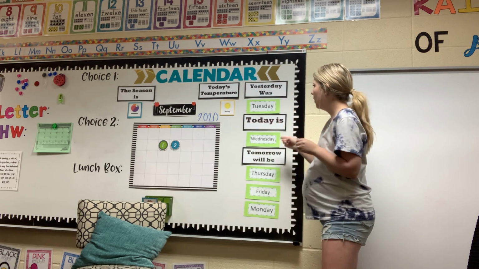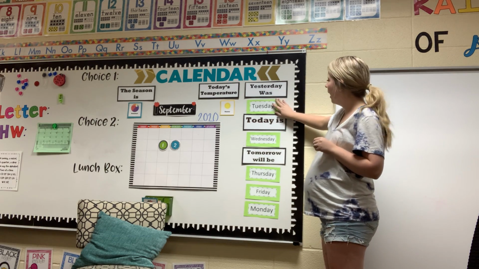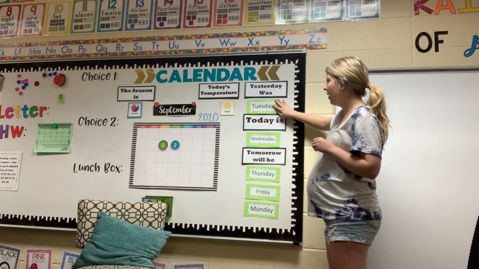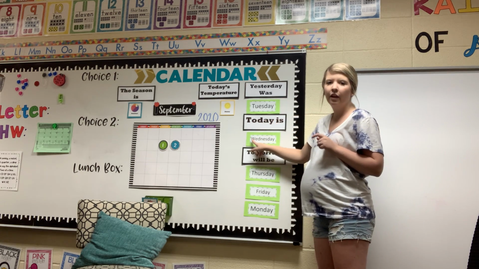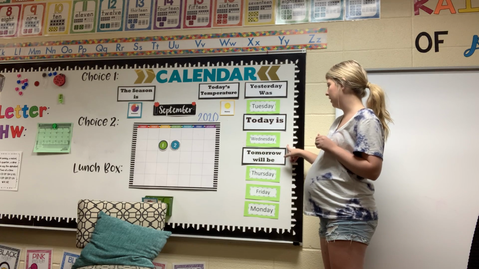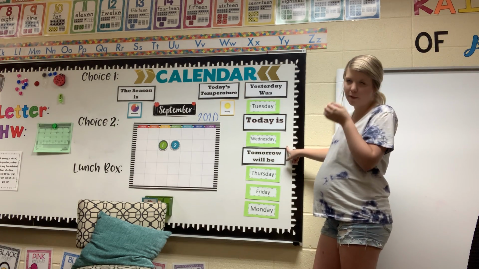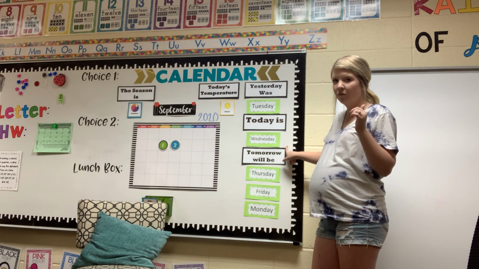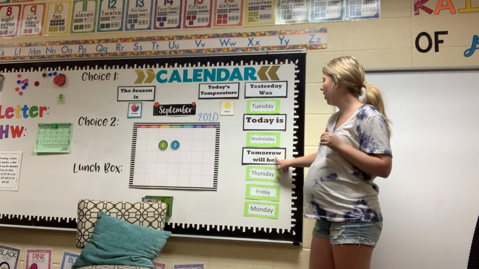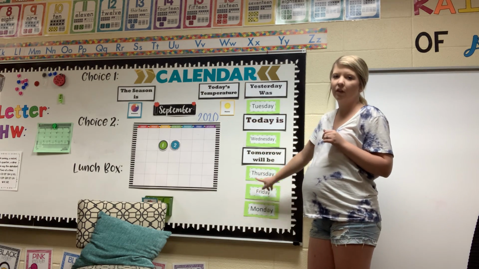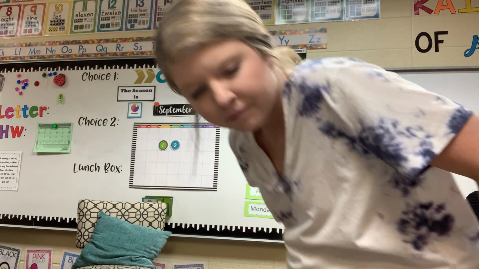Good. So yesterday was Tuesday. We know that. And if yesterday was Tuesday, today is what day of the week? Wednesday. Good. And what did I say that we can do in our head or sing out loud if we can't remember what order the days come in? We can sing our song. So if today is Wednesday, then tomorrow will be Thursday. Good. Tomorrow will be Thursday.